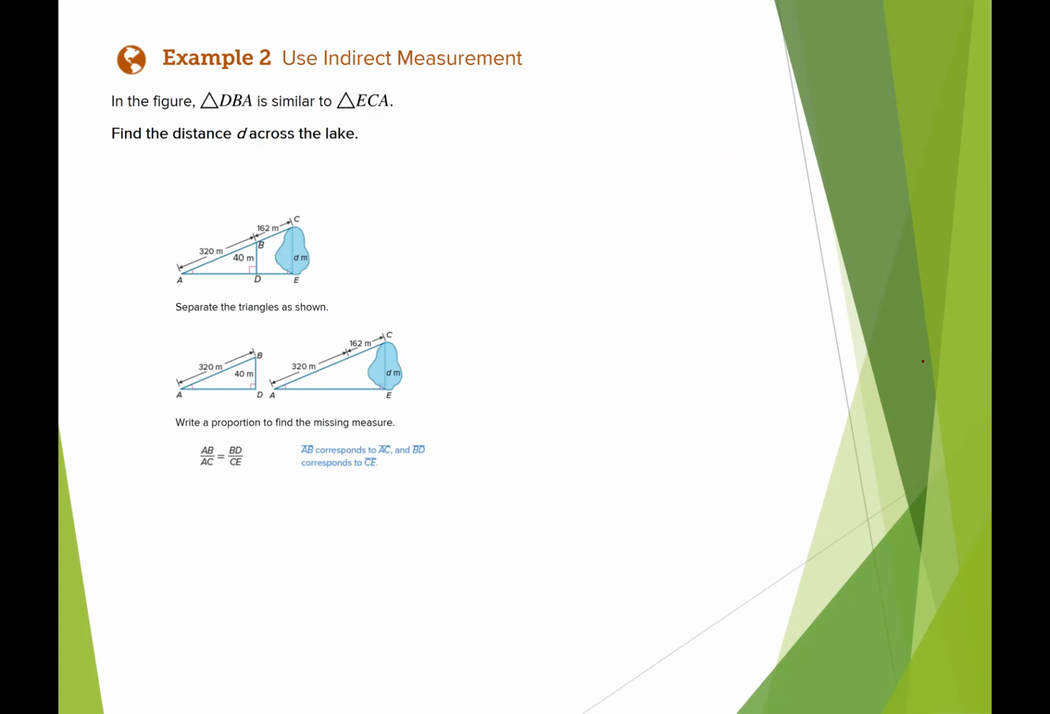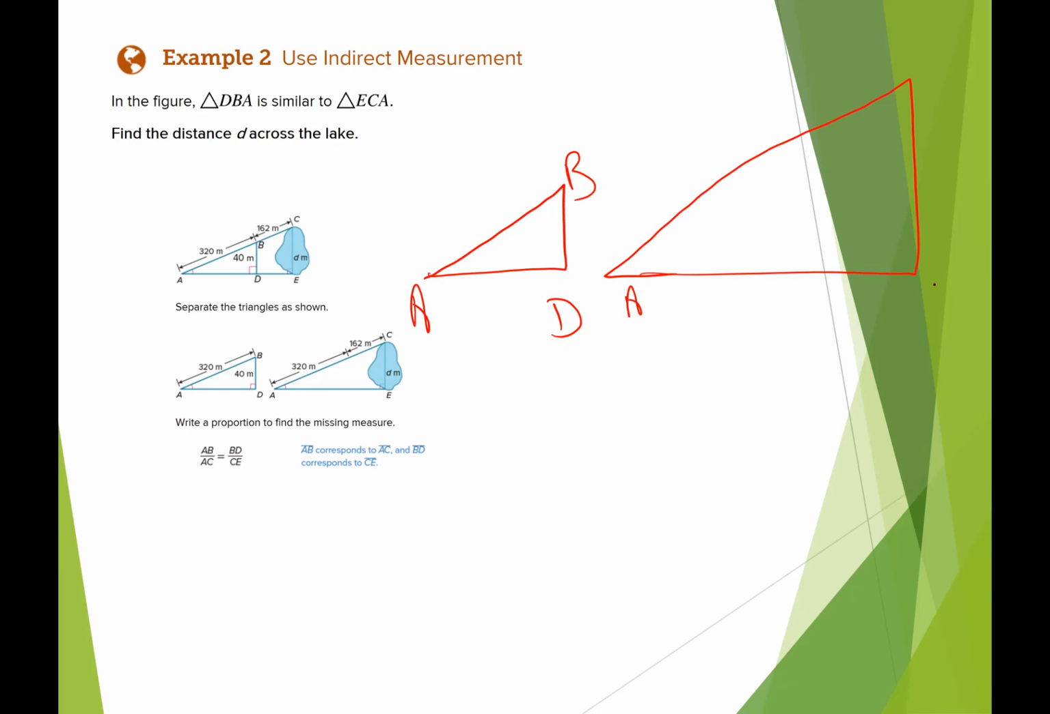Here, if you have a triangle inside a triangle, step one, you have to separate them, which is the easiest thing, and that gives you ADB and the big one AEC. Now DB is 40, and this is D. AB is the distance from A to B. Look at the arrows, which is 320. While AC is the distance from A to C, which is 320 plus 162, will be 482. Sorry, 482.